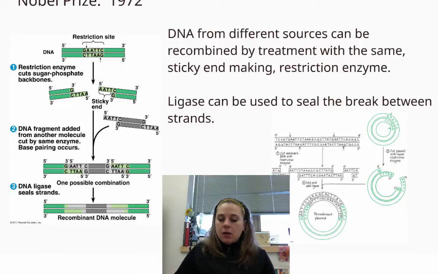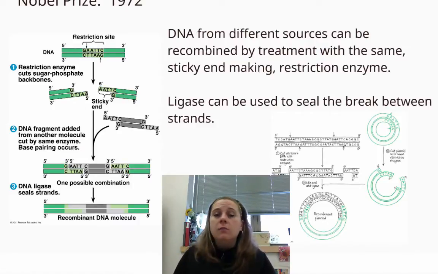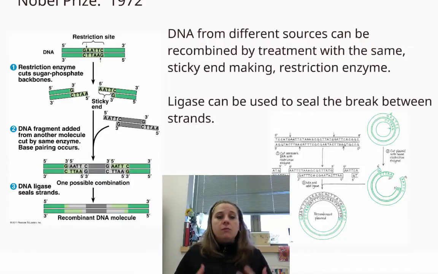If I cut a gene out from another organism, those sticky ends are going to be the same sticky ends, and I can insert it in and then use ligase to help insert it and have a combination. So I can basically recombine. Genetic recombination stems from this ability to use restriction enzymes to do this.